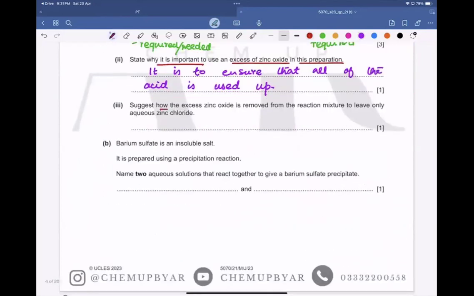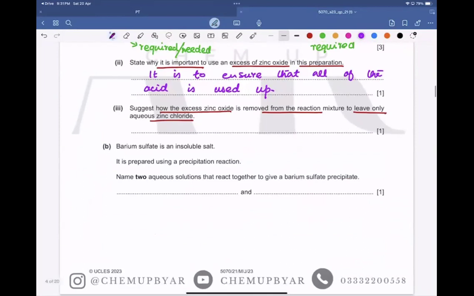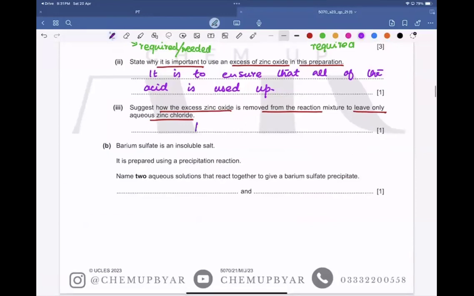Next part. Suggest how the excess zinc oxide is removed from the reaction mixture to leave only aqueous zinc chloride. So I think it's very easy. It's a solid, and if we have to remove the solid, what will we do? Yes, we will do the filtration. Very good, Zainab and Heather.